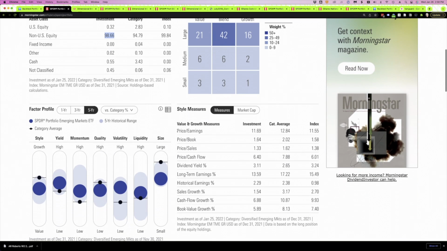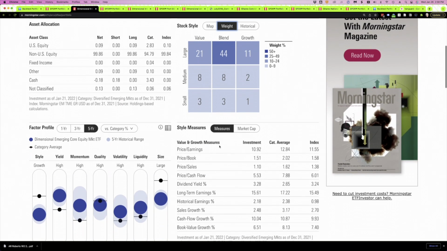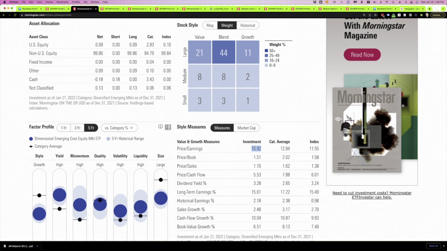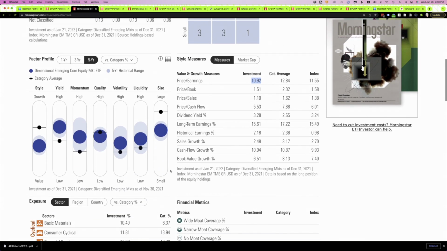And we can look at value metrics. Again, here's SPDR. We'll just look at the PE for now, 11.69. Dimensional is 10.92. So that, again, it's a little cheaper relative to earnings. Again, that's that slight tilt towards value.